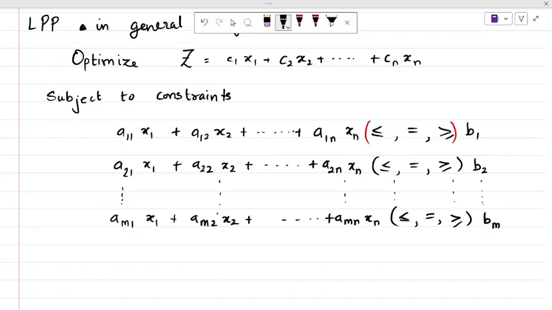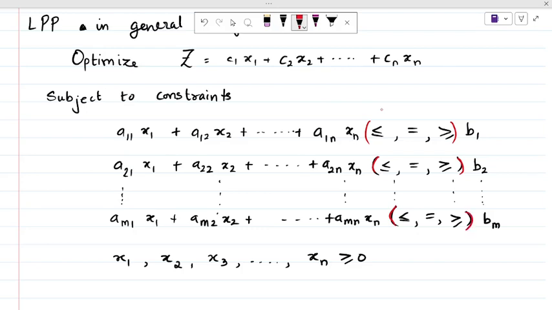And then, subject to these constraints, there are a few more constraints, which are x1, x2, x3 up to xn. They are greater equal to 0. Now this is the general form of the LPP. This is the general form of the LPP that you see.